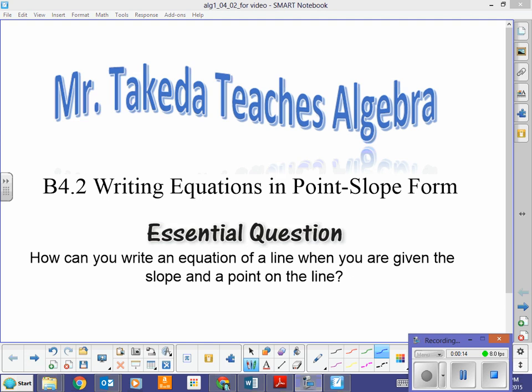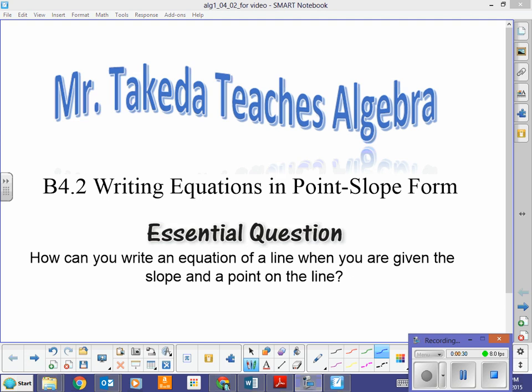This is lesson 4.2 from the Big Ideas textbook on writing equations in point-slope form. Our essential question: how can you write an equation of a line when you're given the slope and a point of a line? Well, we're going to use point-slope form.